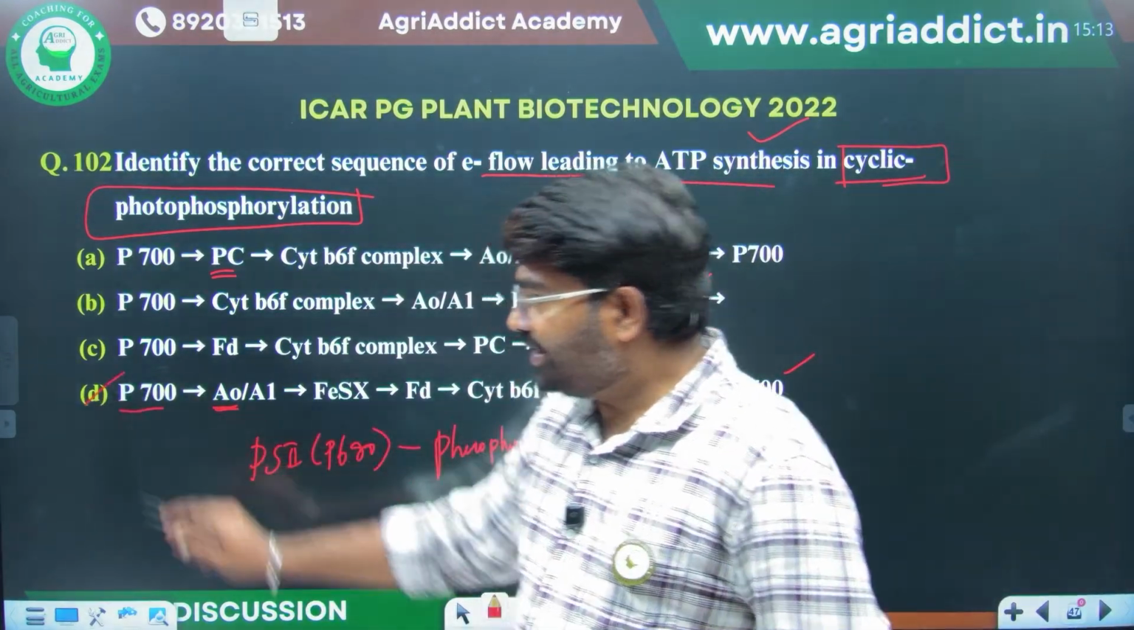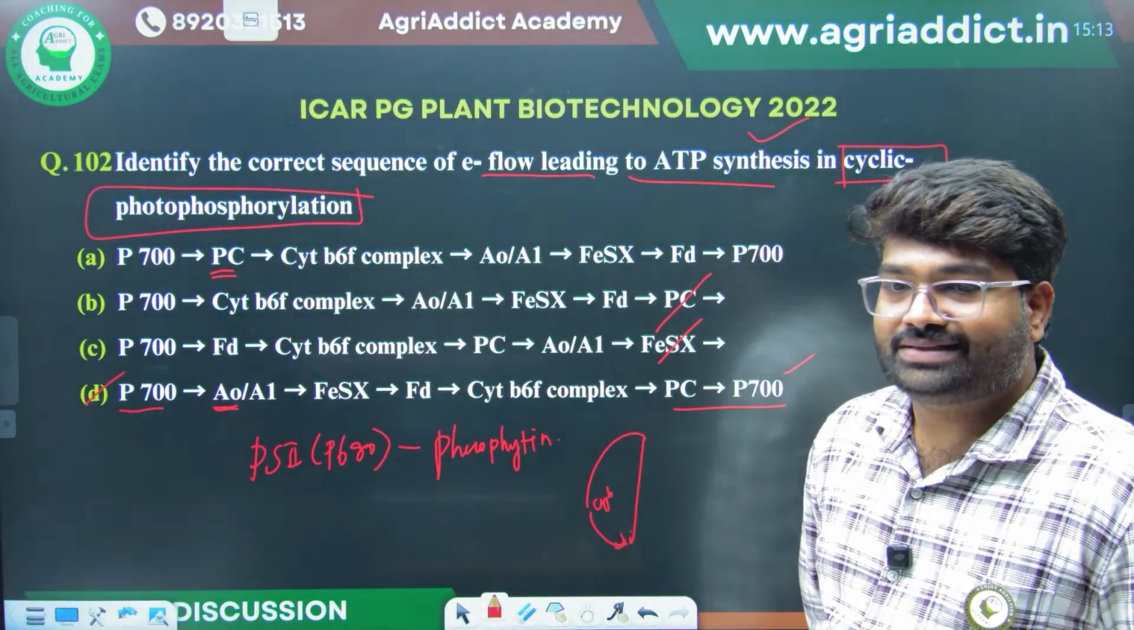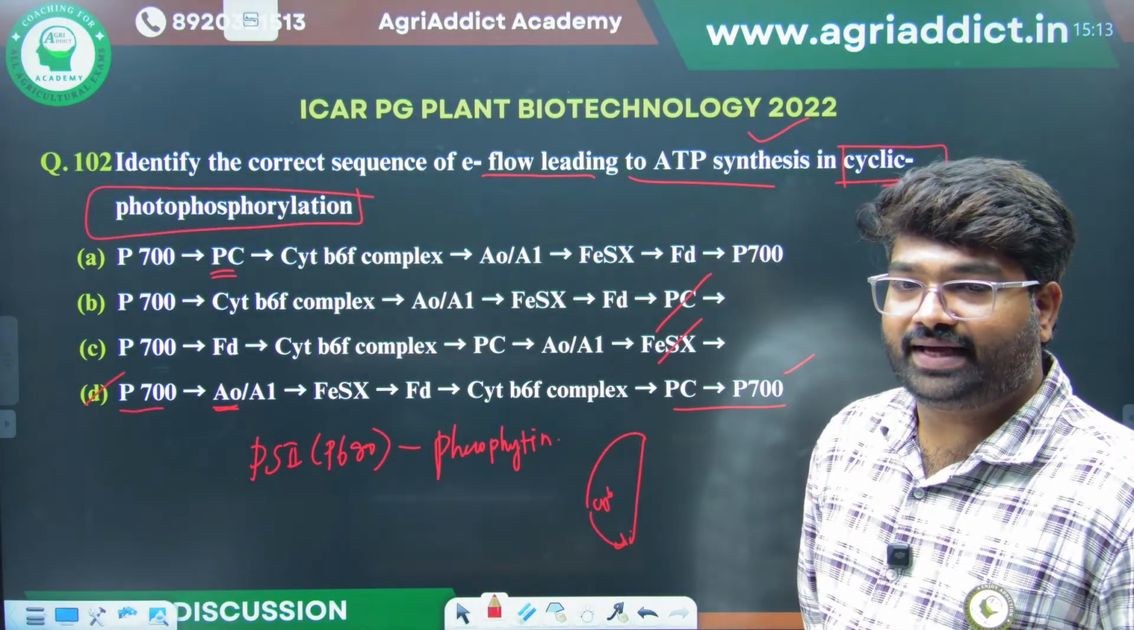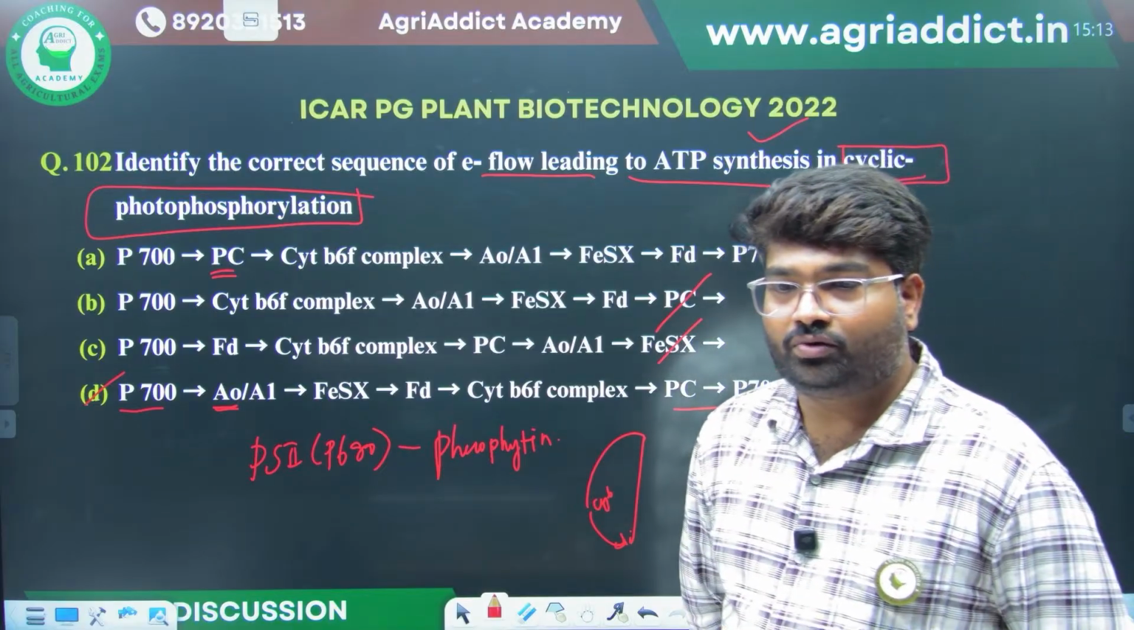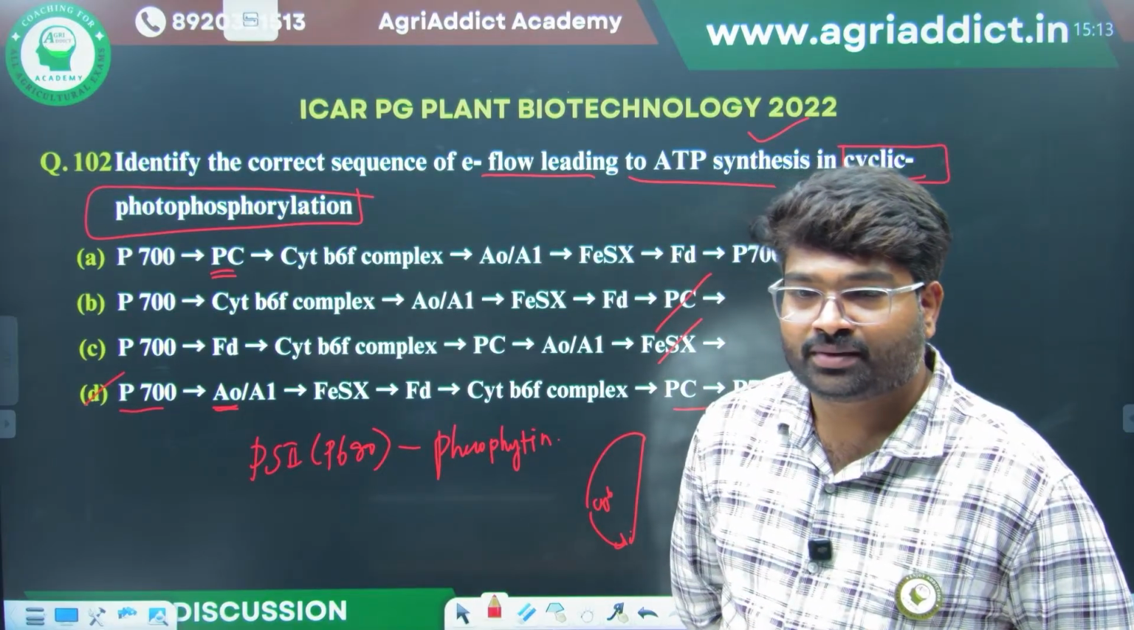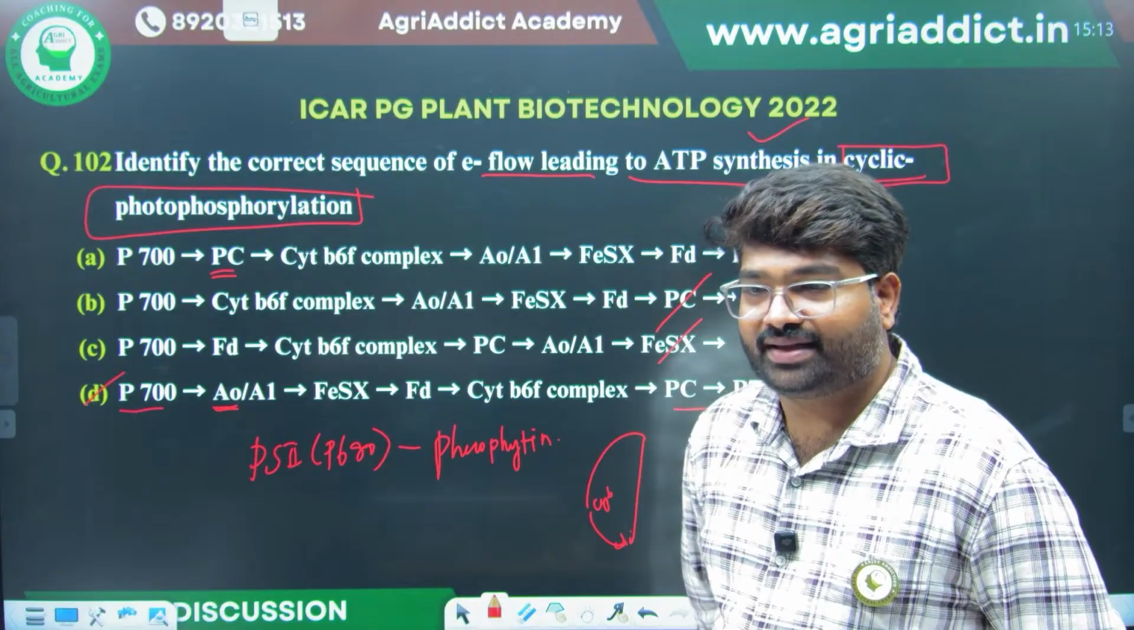Clear? Uday Lakshmi, clear? Yes, I hope this is clear for everyone. This is a very simple question. Don't make mistakes. Read the question properly and pick the answer.